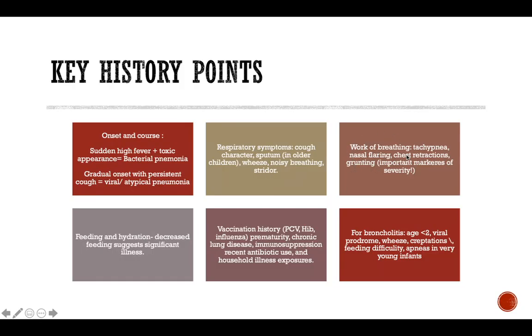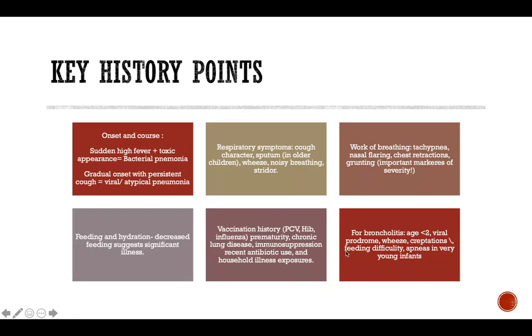Inspect for work of breathing. Is the patient having any tachypnea, nasal flaring, or chest retractions? These are all important markers of severity. Ask about feeding and hydration. Look if the patient looks dehydrated. Ask about vaccination history, prematurity, chronic lung diseases, and immunosuppression. These are all risk factors for bacterial pneumonia.